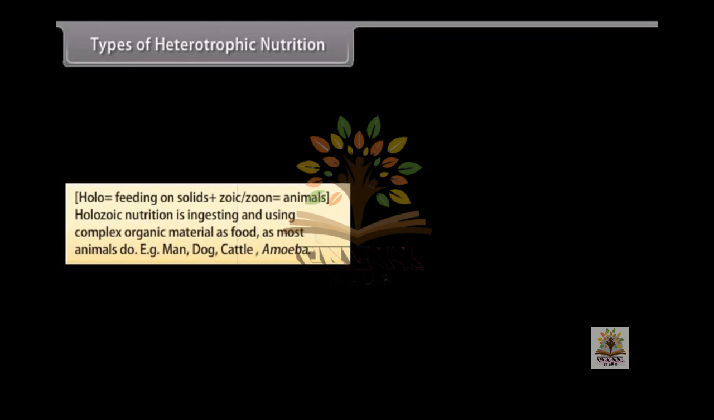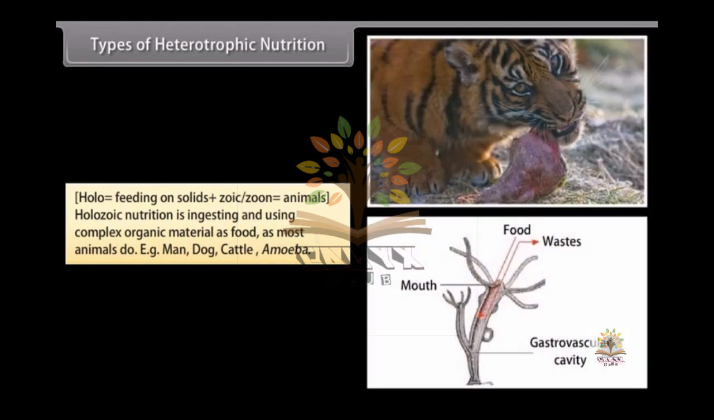Holo means feeding on solids, and zoic, zoon, means animals. Holozoic nutrition is ingesting and using complex organic material as food, as most animals do. That is man, dog, cattle, amoeba.